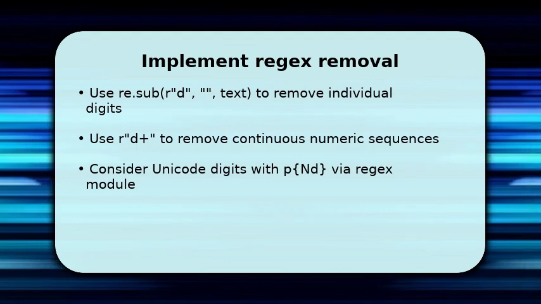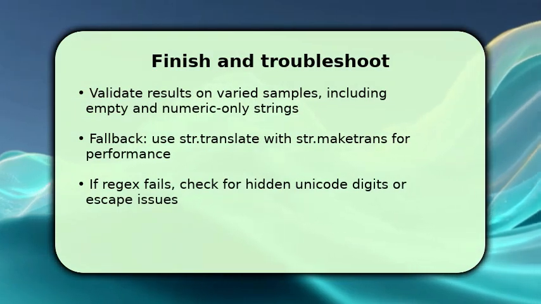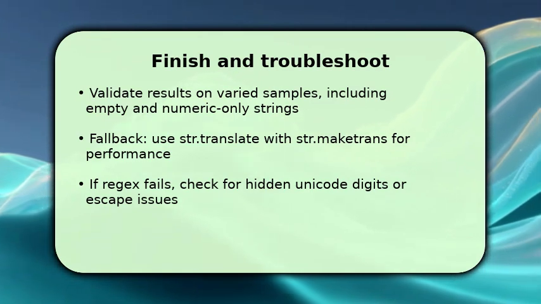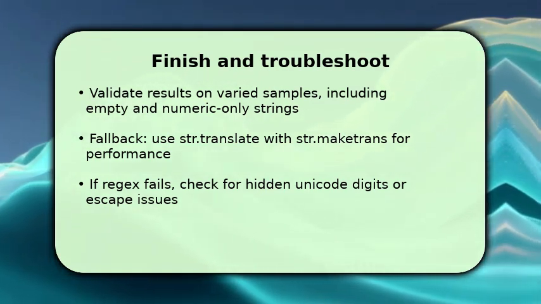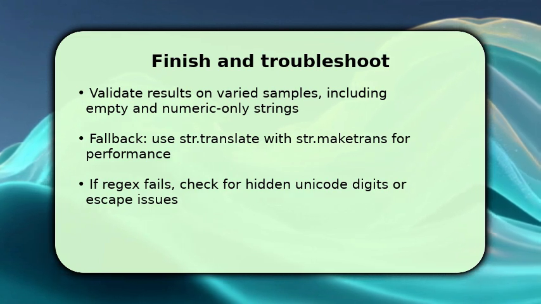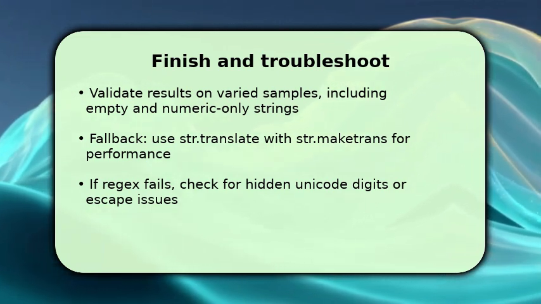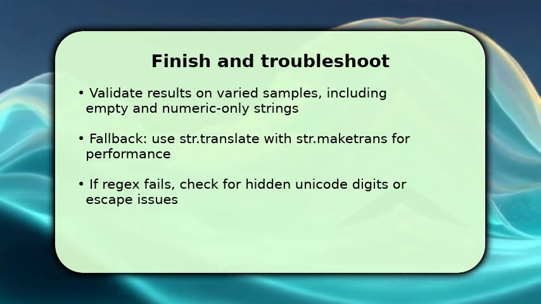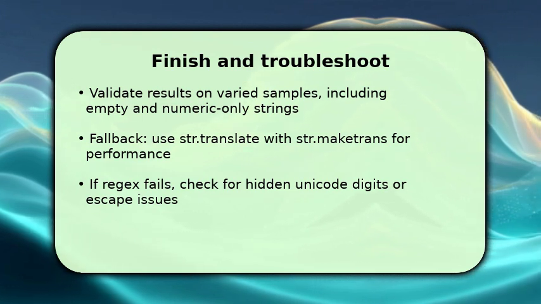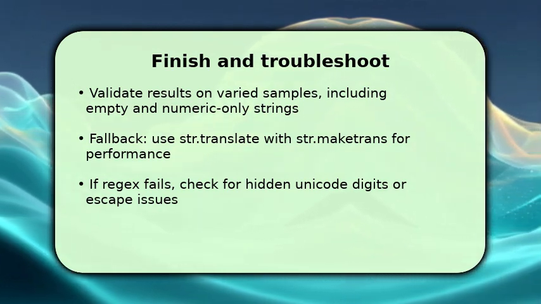If performance matters, use text.translate with str.maketrans and the digits 0123456789, which is fast and simple. Once done, rerun tests including empty strings, numeric-only inputs, and strings with punctuation. If results look wrong, make sure your pattern isn't escaped or that hidden Unicode digits aren't present. Use ord to inspect characters.